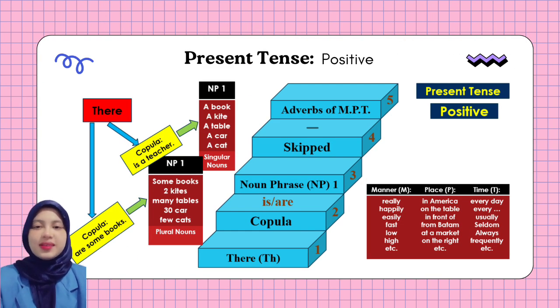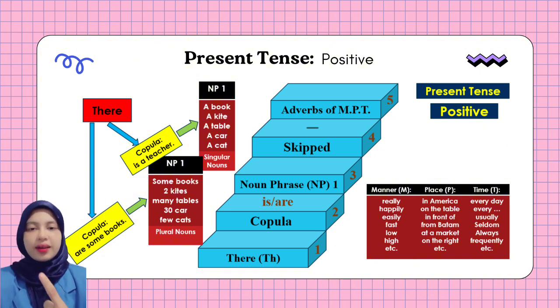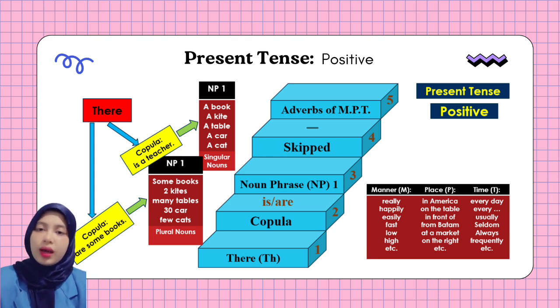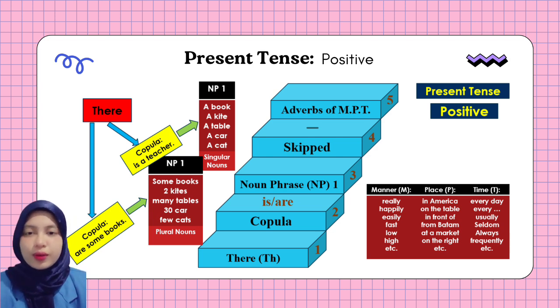On this slide, you see the structure for positive statements in the present tense. Stairs 1, there. We often start with there, especially when we're talking about the existence or presence of something. For example, there is a teacher, or there are some books. Stairs 2, copula. This is where our to be verb comes in. The copula agrees with the noun phrase that follows it.